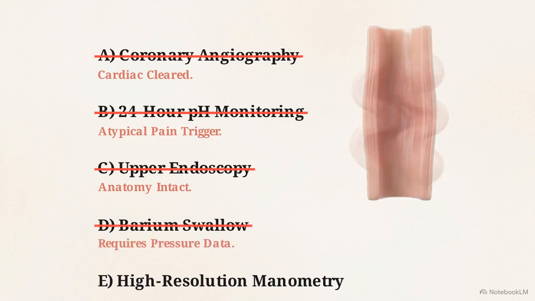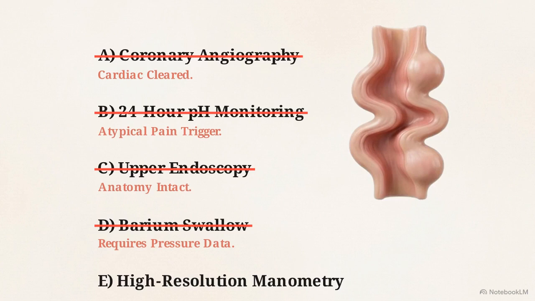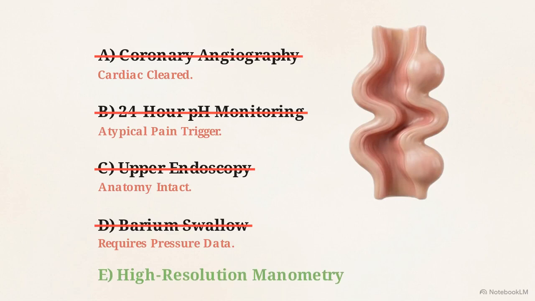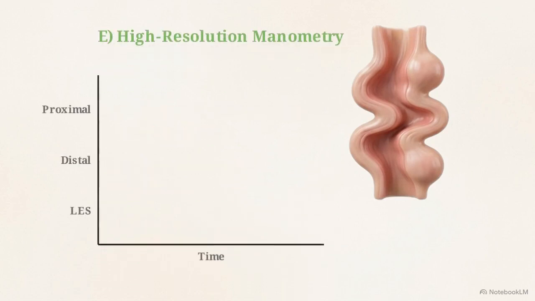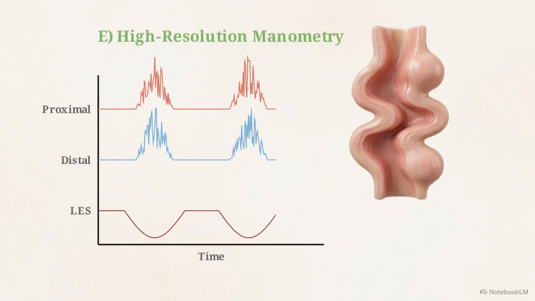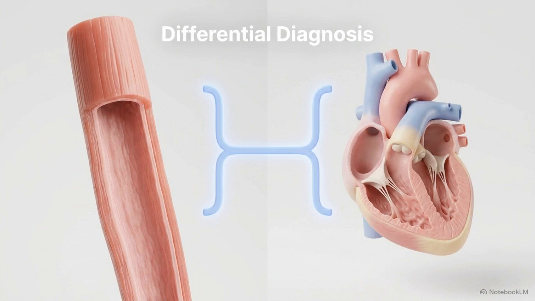A barium swallow may suggest a corkscrew pattern, but it does not provide the precise pressure data needed for a definitive confirmation. High-resolution manometry is the required study. It captures the specific simultaneous contractions that confirm a diagnosis of diffuse esophageal spasm. Mapping the pressure relationship between the esophageal body and the sphincter allows clinicians to distinguish between gastrointestinal motility issues and cardiac mimics.